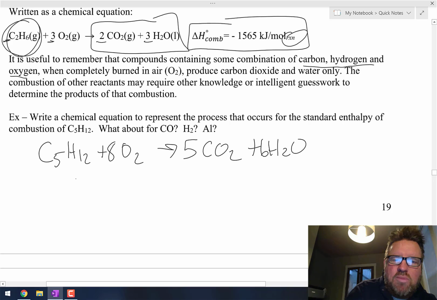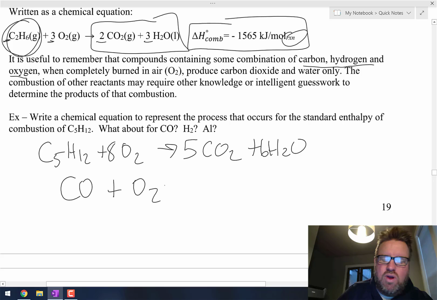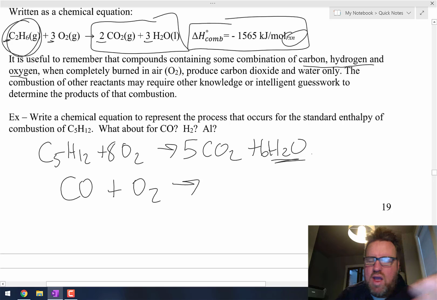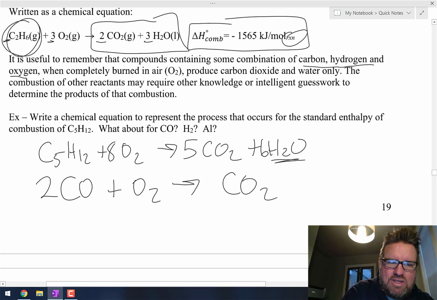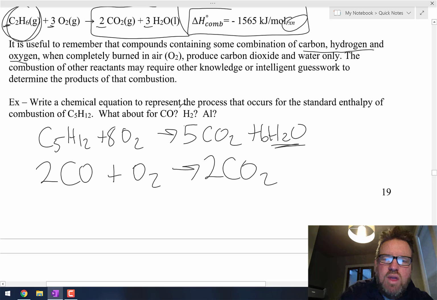Okay, what about carbon monoxide? What's the combustion of carbon monoxide? Again, anytime something combusts, it reacts with O2. So could it make H2O? Well, there's no hydrogen in there, so absolutely not. What's the only other product it could make? Carbon dioxide. Okay, and then again, we would have to balance that. We put a 2 there, put a 2 there. It's balanced.